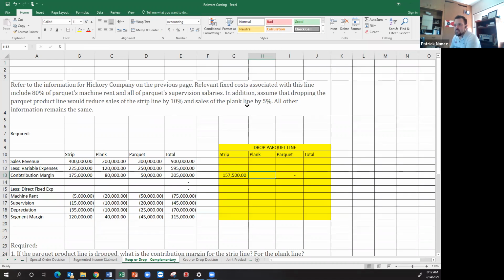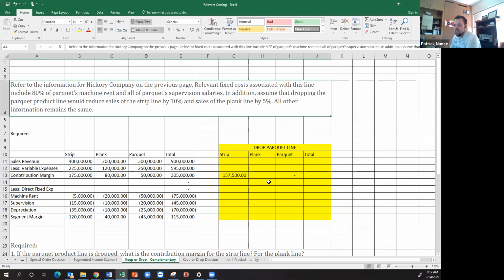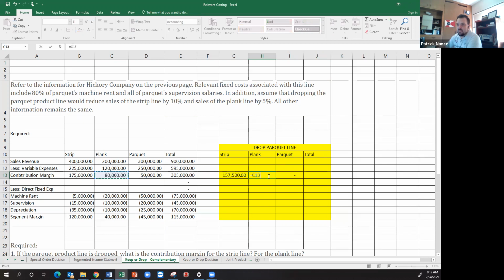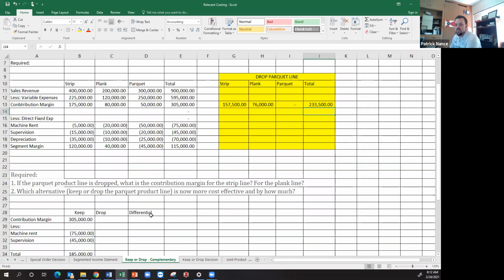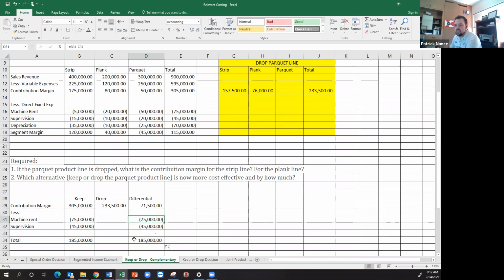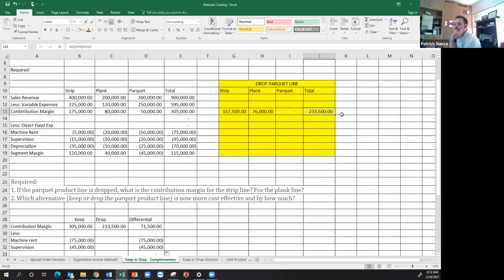For the plank, it says that it will reduce my sales by 5%. So I'm going to do the same thing. I'm going to take the contribution margin and multiply it by 0.95 to reduce it by 5%. So plank 80% times 0.95, which gives me 76,000. So my new total contribution margin, if I drop the Parquet line, is going to be 233.5. So I can go down here and say 233,500, and I can figure out the differential here. Obviously, those ones aren't done yet, but just for my formulas.